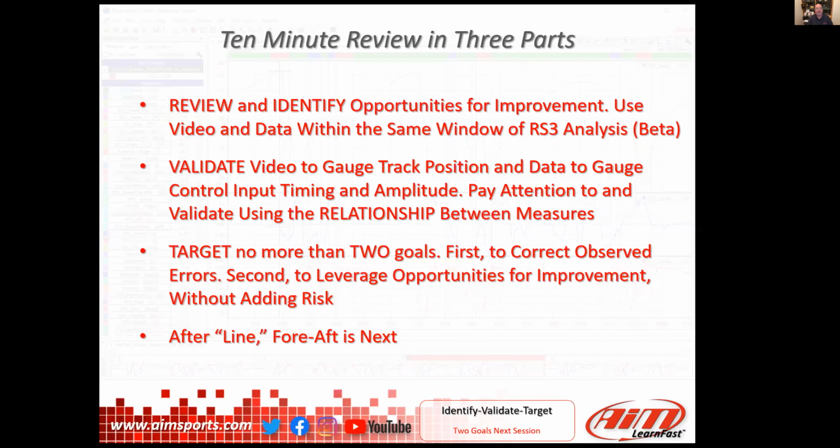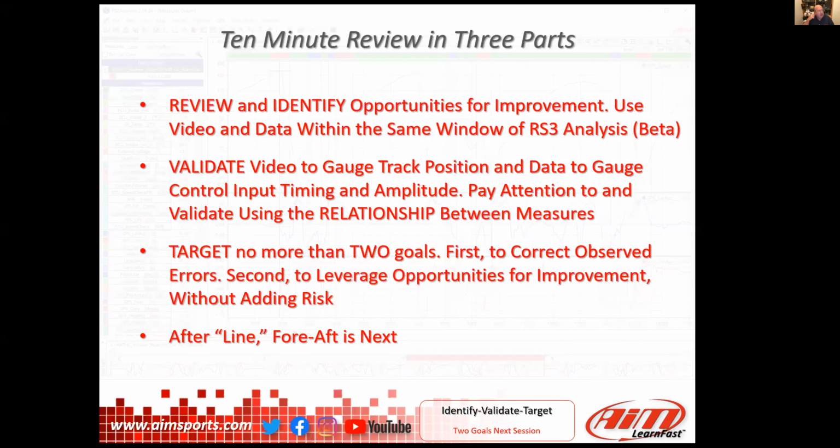Then finally, you really want to keep the creep to a minimum. The goal here is absolutely, positively no more than 2 goals. I've given drivers 3 goals for the next session, and they've forgotten all 3 of them. So the big issue is 2 goals. We're trying to correct any observed errors.